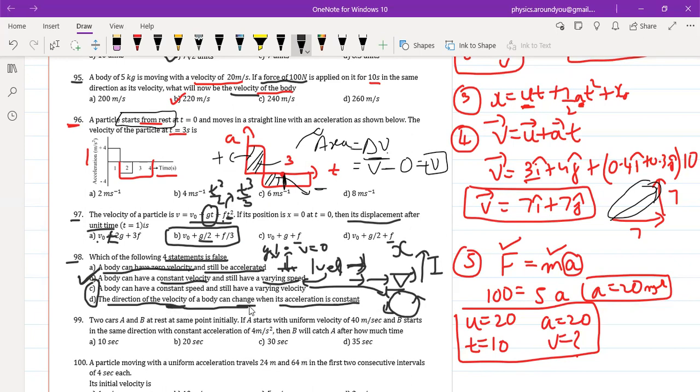Velocity's change itself is called acceleration. So if velocity is changing, I say acceleration is there. So even D is true. Both C and D are true. That's it. Now, 99th question.